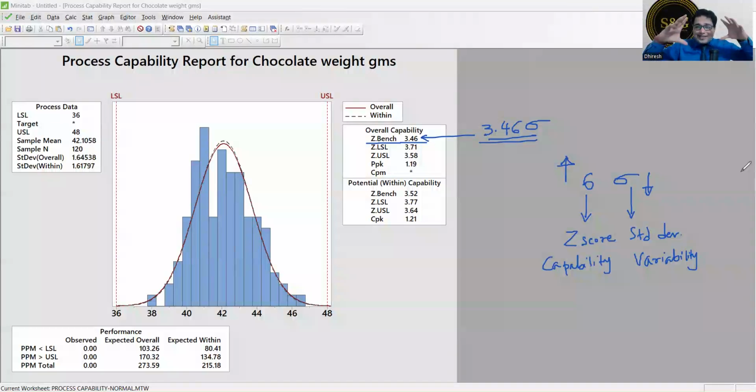First, take a screenshot of this. This is called before-improvement process capability. Right now you are at 3.46 sigma. After improvement, in the control phase, you will do the same analysis and it should be maybe 4.56 sigma or maybe 5 sigma. So that Z score should improve after improvement. Are you understanding this? Just type yes in the chat box.